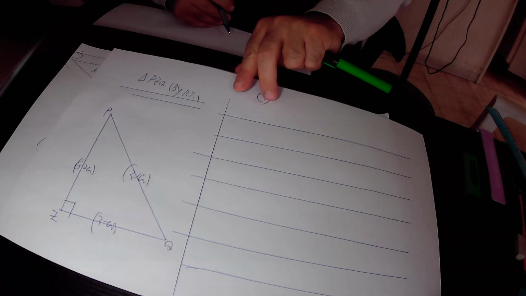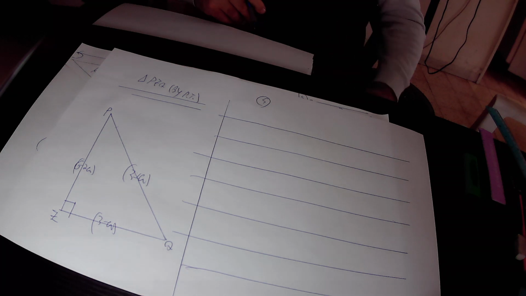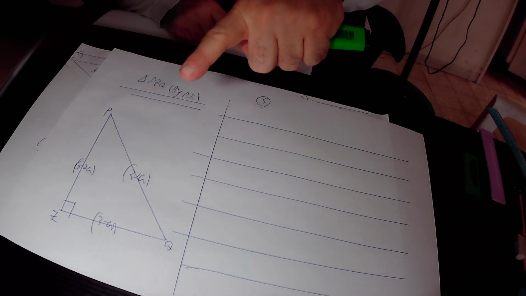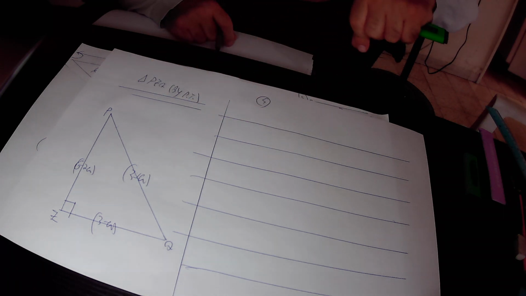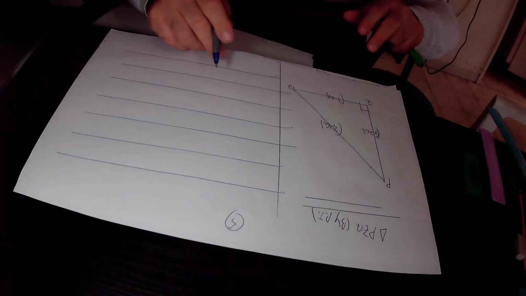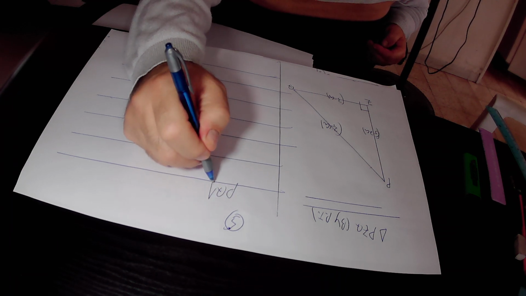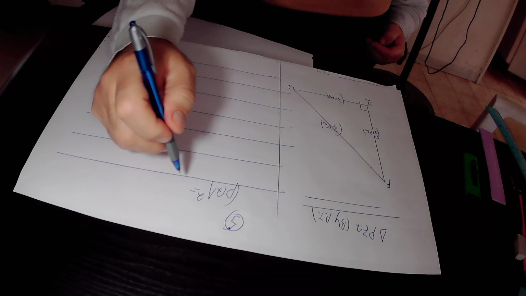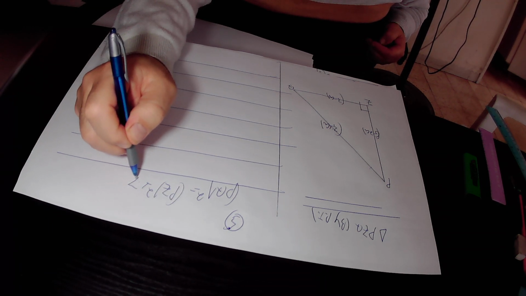So actually, this is the green right triangle PZQ that I copied from the original drawing. According to the Pythagoras theorem, in this right triangle PZQ, PQ square equals PZ square plus ZQ square. Again, PQ square equals PZ square plus ZQ square. So I write it now. PQ square, that is the square of the hypotenuse, equals PZ square plus ZQ square.